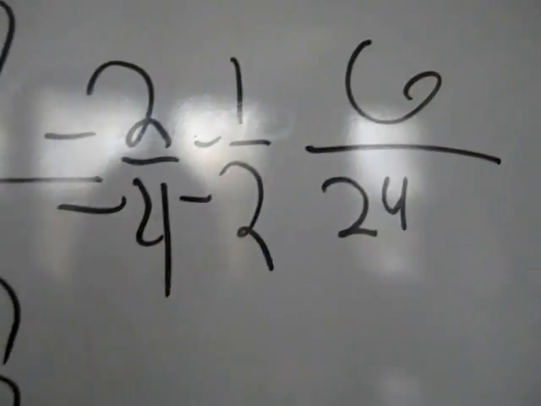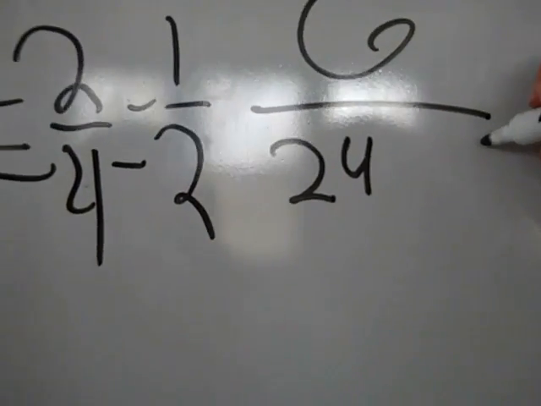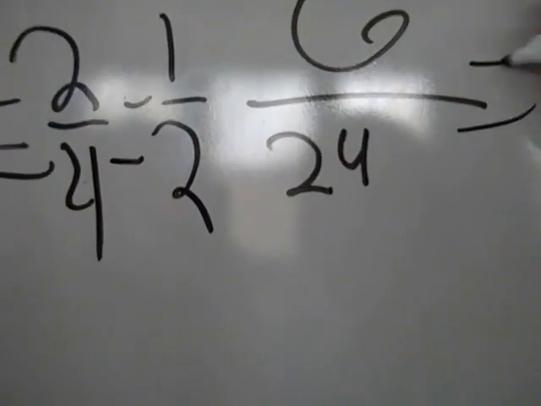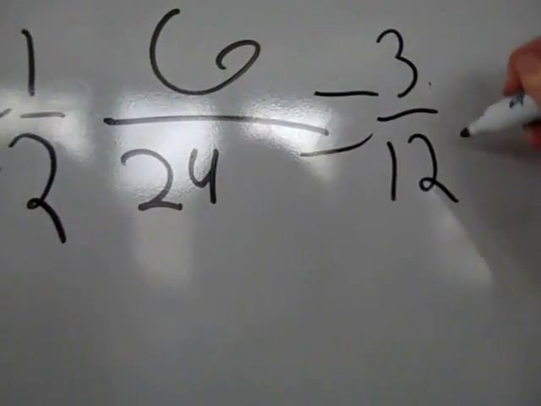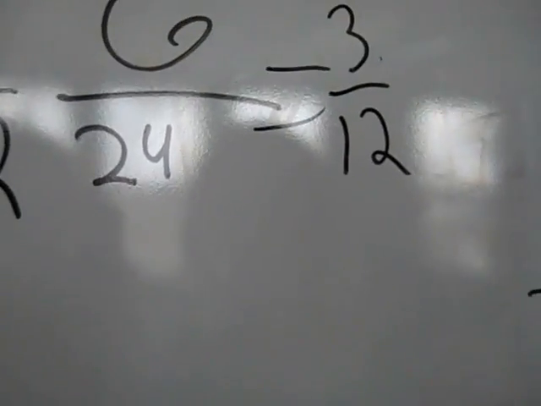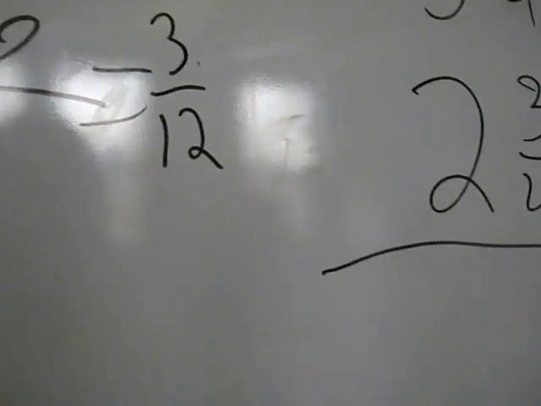So we'll do the same for 6/24. So divide by 2 again. Yeah, so we got 12 and 3, and you can't divide 3 again, so that's just as low as it'll go. 3/12. And our last one, adding the mixed numbers.